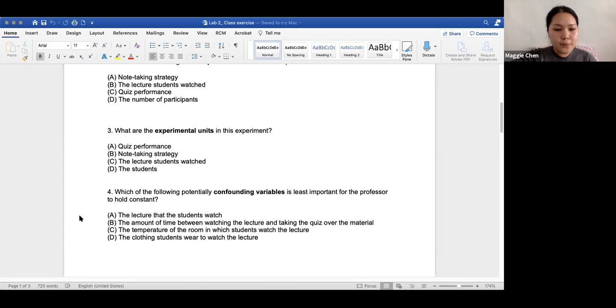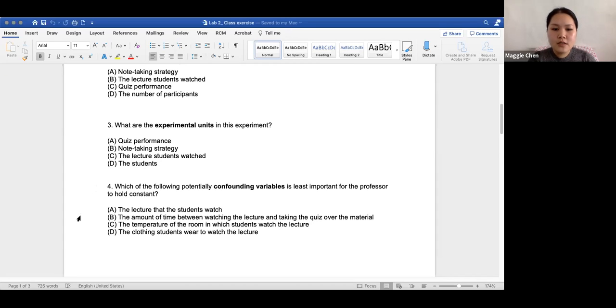So for question 4, which of the following potentially confounding variables is least important for the professor to hold constant? A confounding variable is something that we're going to hold constant throughout our entire experiment because we don't want this to change our final outcome. We're trying to see which one is the least important, that we don't have to worry about, so it would not affect our final outcome.